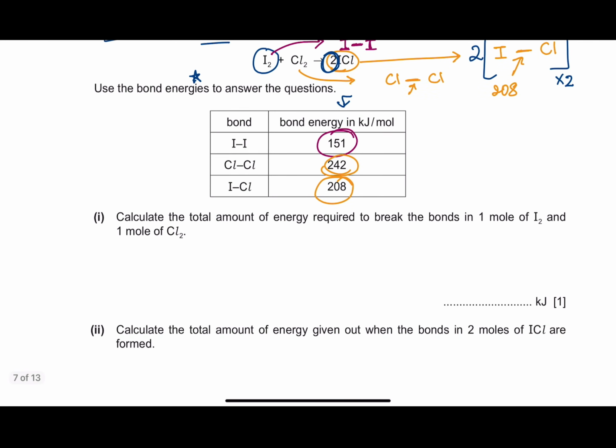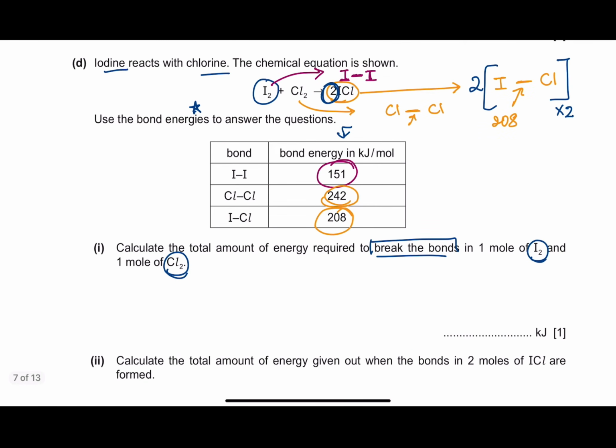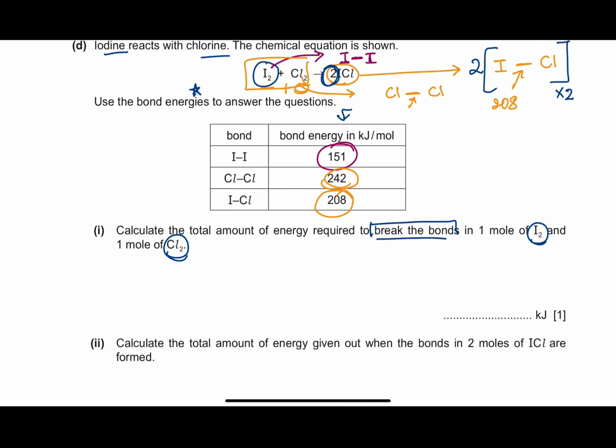So let's look at the first part of the question. They're asking you to calculate the total amount of energy required to break the bonds in 1 mole of iodine and chlorine. So the energy needed to break the bond is what happens in your reactants. So as you can see here, iodine needs to be added up with chlorine. So the bond for iodine would be 151 kilojoule per mole.